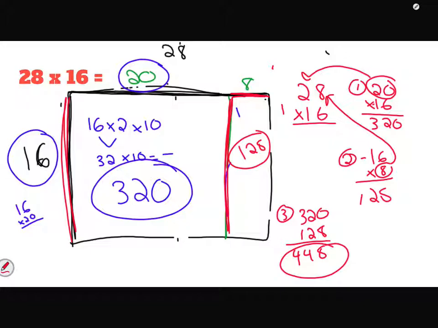Now, one second, I'm going to grab something. When we start working on these, if it helps you to check on a calculator, that can be something that you do. So I'm going to just quickly check 28 times 16 in my calculator, and I do get 448.